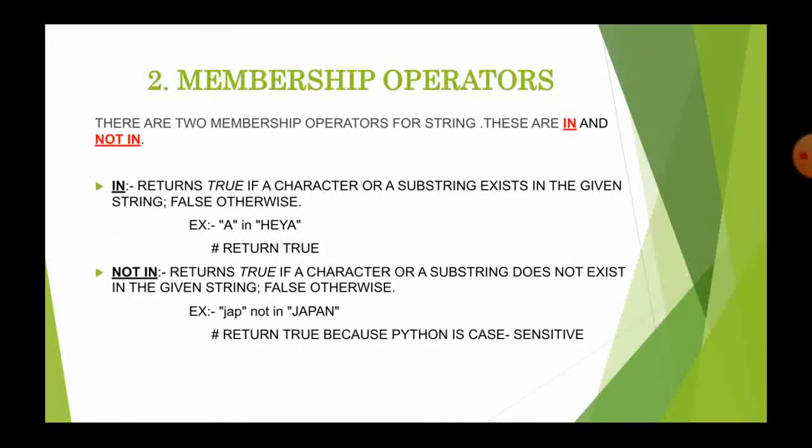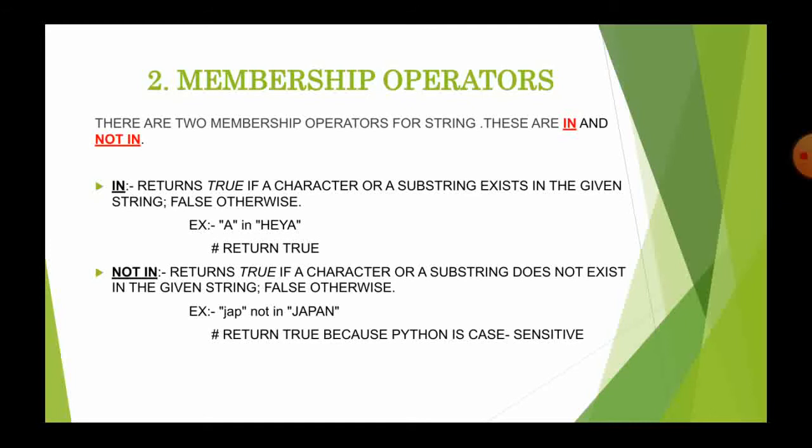Then the second operator is the membership operator. There are two membership operators for strings. The first is the in operator, the second is the not in operator. The in operator will return a true value if a character or a substring exists in the given string. Otherwise, it will return a false value. For example, 'a' in 'here'. The character a is present in the string here, so it will return true.